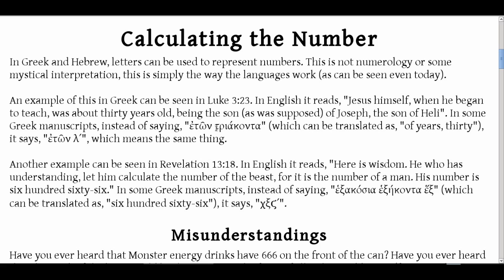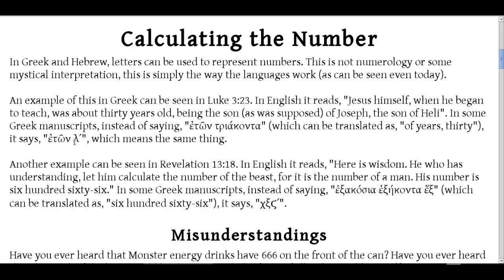So, like I was saying about spelling out a letter versus writing the symbol for a letter, this is 3, or I'm sorry, not 3, 30. This is 30 in Greek, triakonta. This is also 30 in Greek, lambda.